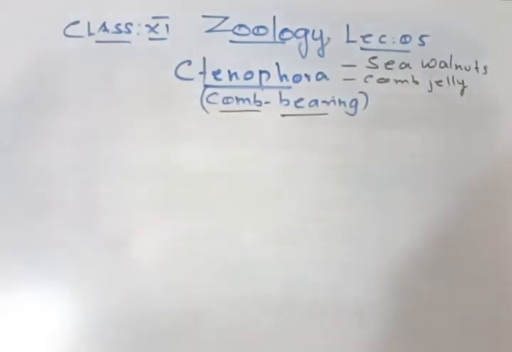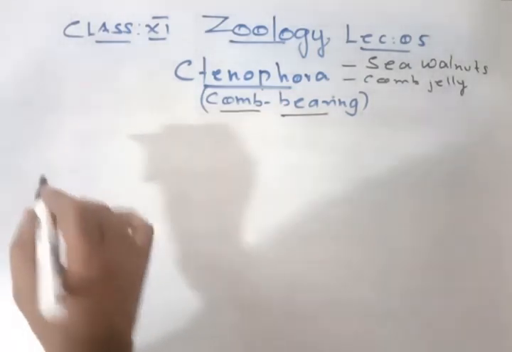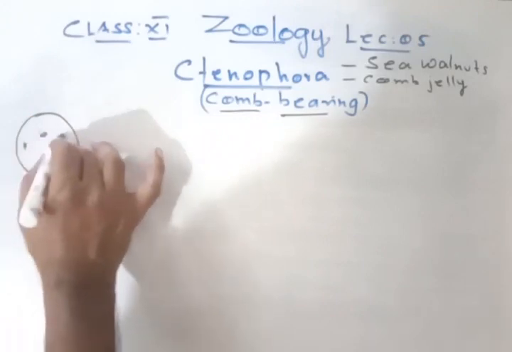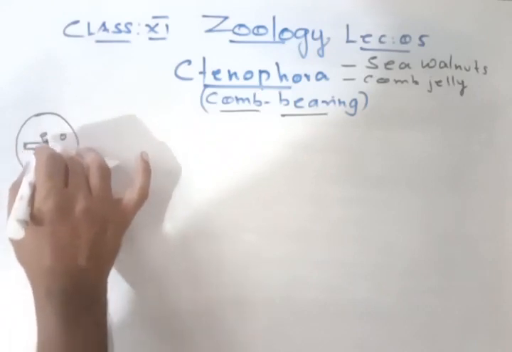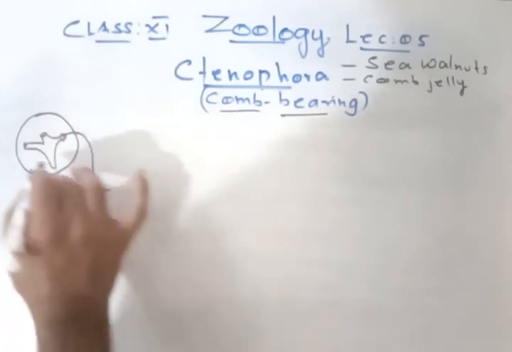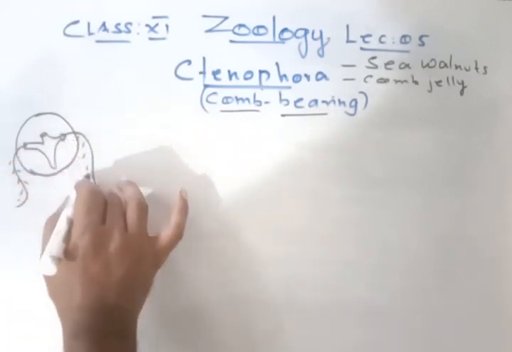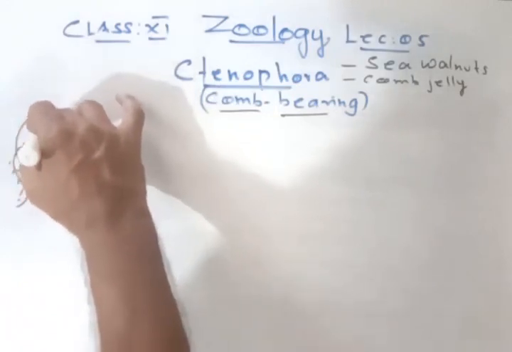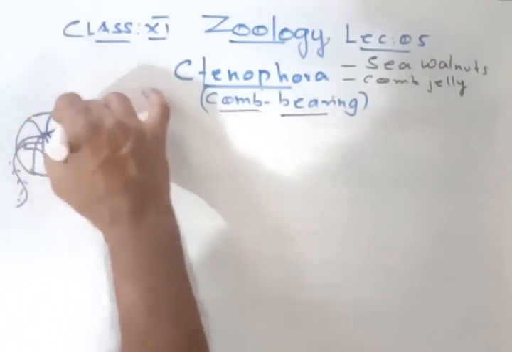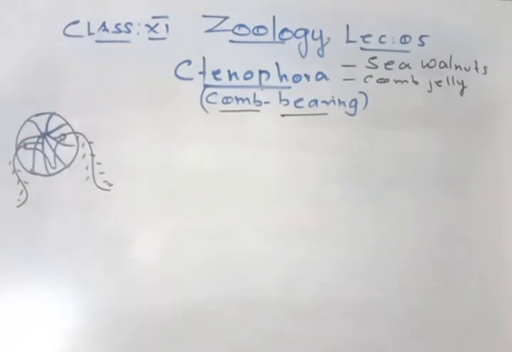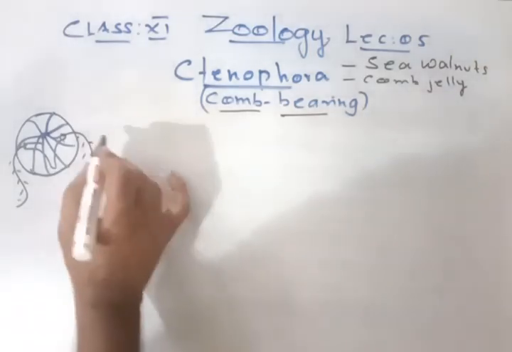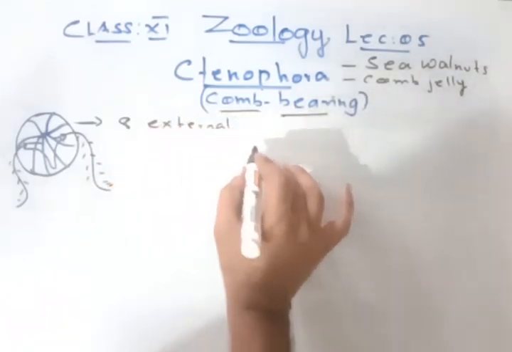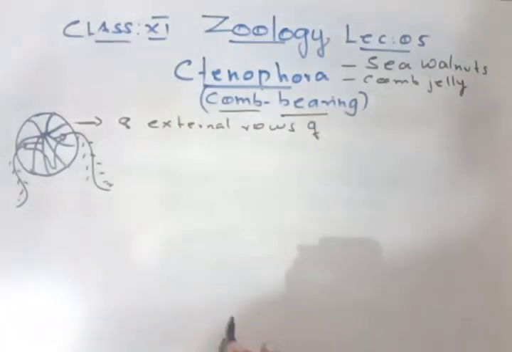Now, when we talk about the distinct features of Ctenophora, it has a comb-like structure. So I'll just draw this comb jelly. This is the structure of the comb jelly. It has 8 rows of plates. This is how the structure looks. It has 8 external rows of ciliated comb plates.